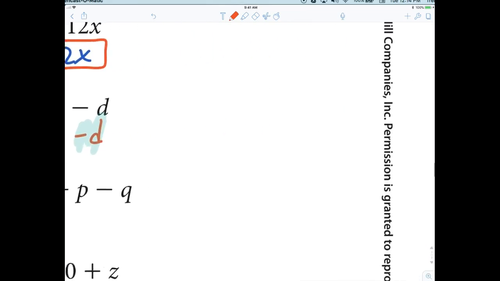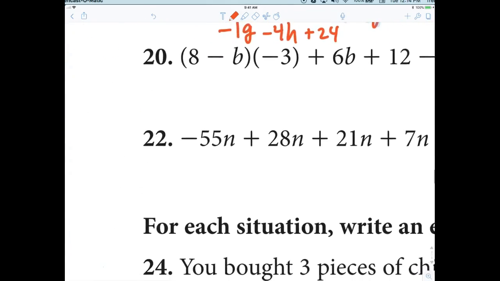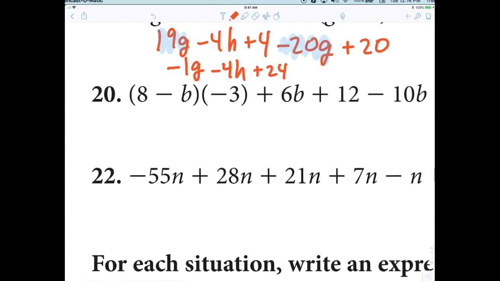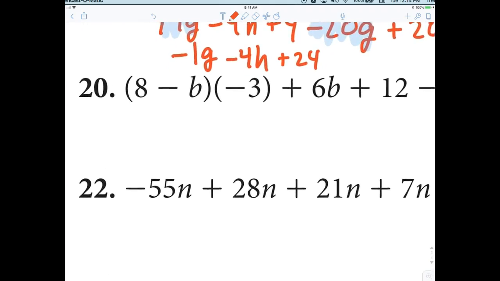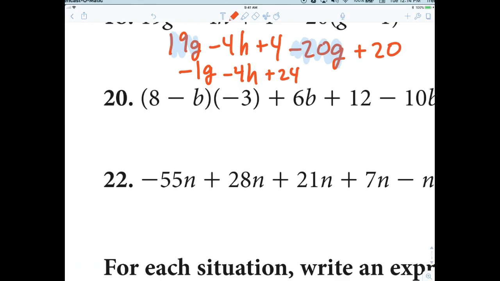All right, now I'm on question 20. All right, Sebastian. Distribute the negative 3. What do I get? Negative what? No, it says negative 3 times positive 8. What's that?